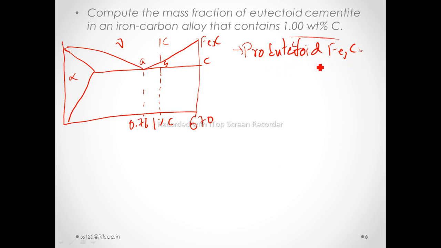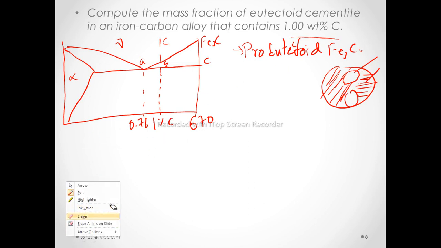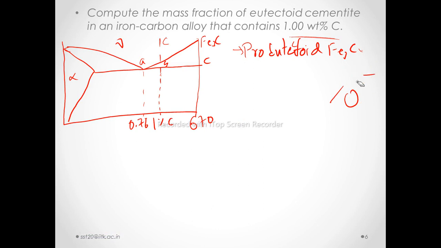From the microstructure, it is clear that, for example, this is a microstructure, this is pearlite, and nearby here we will get proeutectoid cementite. This is pearlite and this is proeutectoid cementite. So we need to calculate the weight fraction of this one and the weight fraction of this one, right? First of all, we are calculating the weight fraction of proeutectoid cementite.